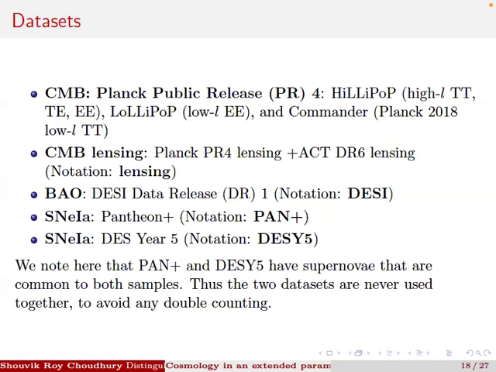Union 3 is there, you can use it, but since it's in the middle, we didn't use it. It gives results which are in the middle of the two extreme zones, Pantheon and DES here. So we didn't use it.